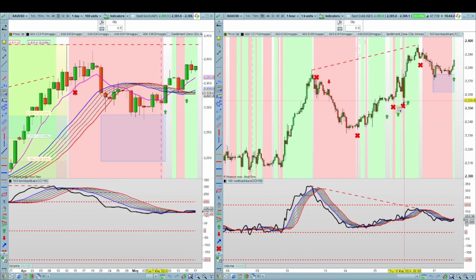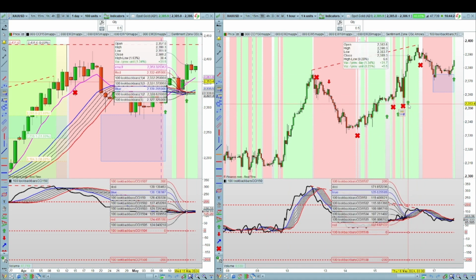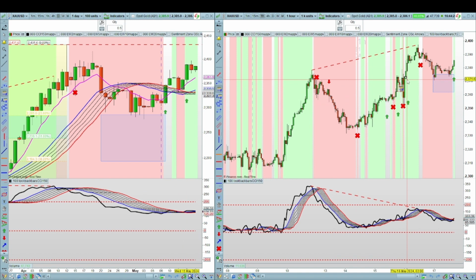So you can see there from that period, I've got some little crosses and arrows there. You would have gone long on that arrow there, probably that one there, one of those ones there, and you would have taken your profits when the CCI 150 breaks into that moving average band. So you would have taken a little profit in that little range there.